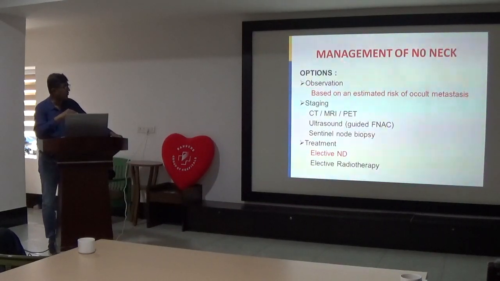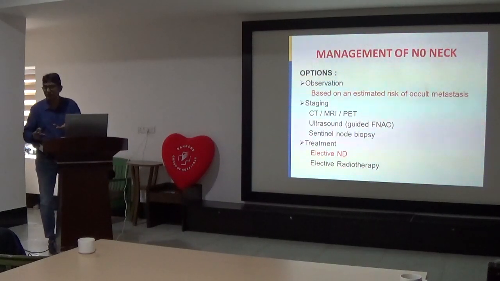Now if you go to the management of the neck, if there is a node which is positive, it is a no-brainer. You have to address the neck and remove the neck nodes. Whether you are doing a modified neck dissection or a radical neck dissection will depend on the size of the node, and whether it is stuck to the underlying structures. That is a clinical and radiological decision. But for an N-positive node, you have to do a neck dissection.